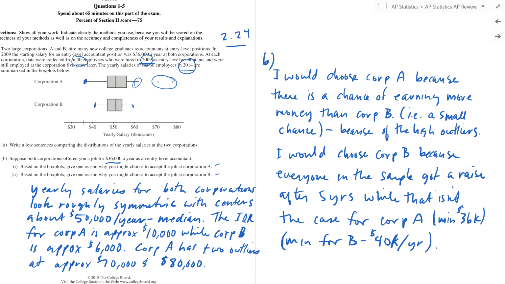Okay, that should cover it. And in the rubric, for each part, they're looking for statistical evidence and context. Does your context justify, does the statistical evidence justify the reason for choosing Corporation A and B? Make sense? Okay, so you've got your statistical evidence. Does it justify choosing A? Statistical evidence, does it justify choosing B? And go from there. There you go.